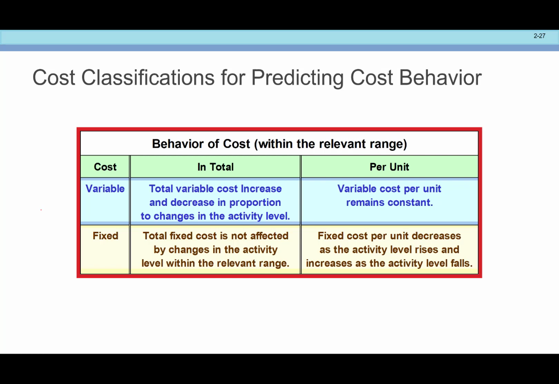Now, I think everyone sees the variable cost. Everybody gets this. Everybody sees how the variable cost per unit will stay $6 per unit regardless, but for some reason, people have trouble with the fixed cost. So let's just go ahead and think about this for a second.